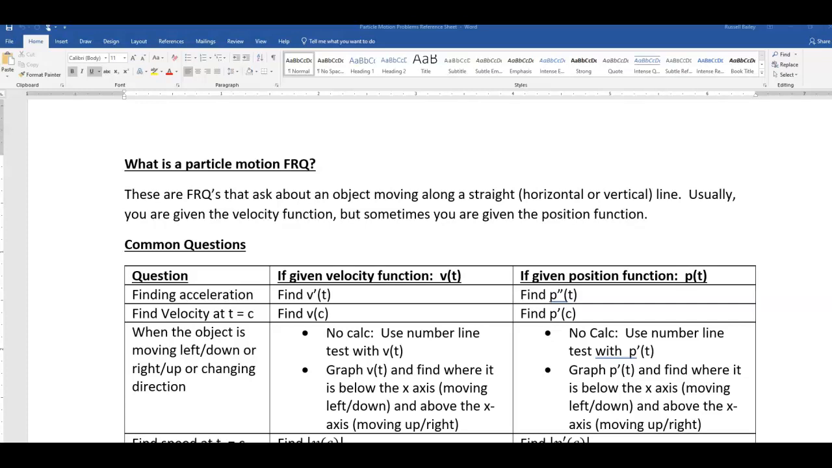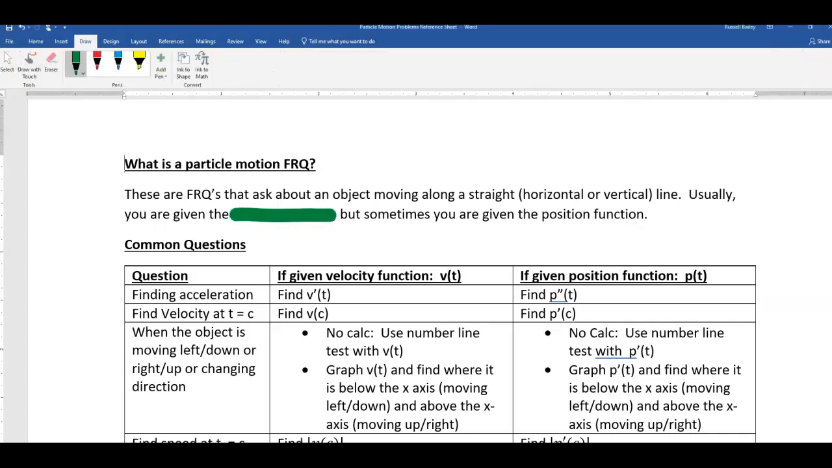All right, guys, welcome to our particle motion review notes. These are a common type of FRQ question where they talk about a particle that's moving along some kind of horizontal or vertical axis. Typically what they'll do is they will give you a velocity function.